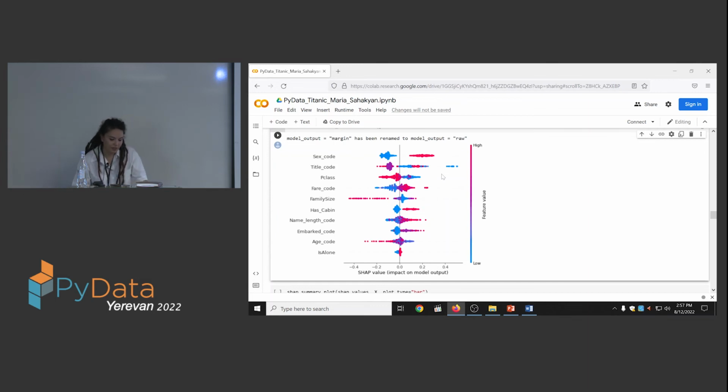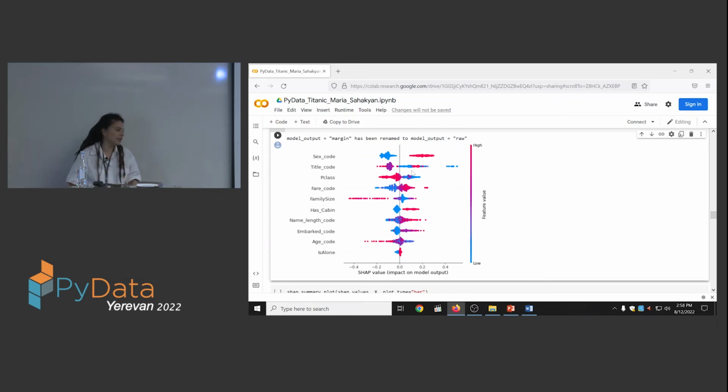We can see, for example, if the feature has a high value, which means in this case female was encoded 1 and male was encoded 0, the person has a higher probability to survive, because the person is on the right side of this graph. And if the feature had a lower value, which means male, they are on the other side, which had lower probability to survive. But for example, here, the title code was Mr., Mrs., or other higher titles.